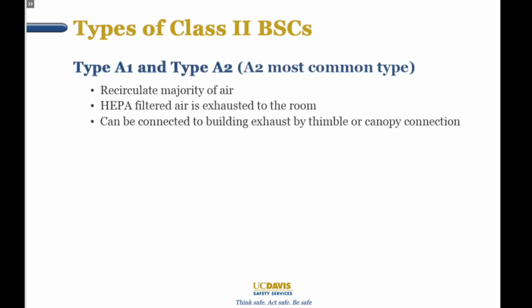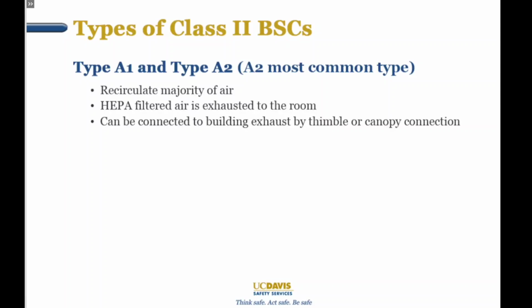Types A1 and A2 are almost identical, and the key facts about these types are that they recirculate the majority of the air within the cabinet, 70%, and exhaust a small portion, 30%, out of the cabinet back into the room. The Class 2 Type A1 and A2 BSCs recirculate 70% of air. Therefore, you should not work with toxic or flammable gases or vapors, as these could increase in concentration to combustible or dangerous levels, as they cannot be trapped within the HEPA filter. Also, air exhausted back into the room that contains these gases and vapors could be harmful to the user.